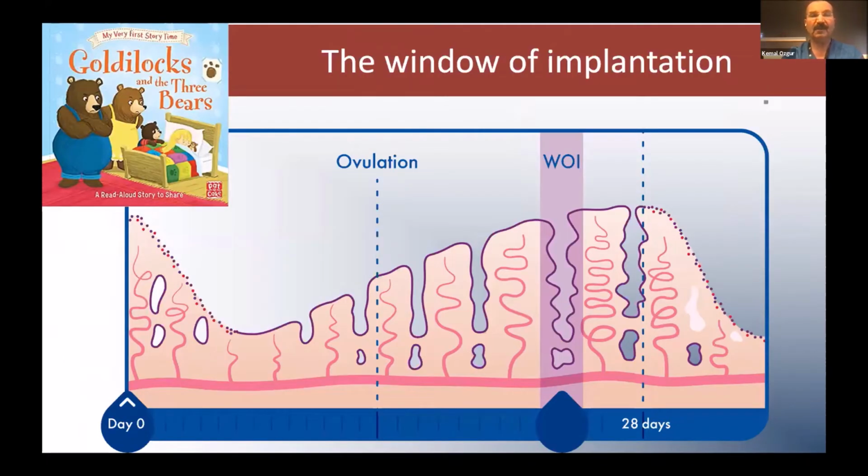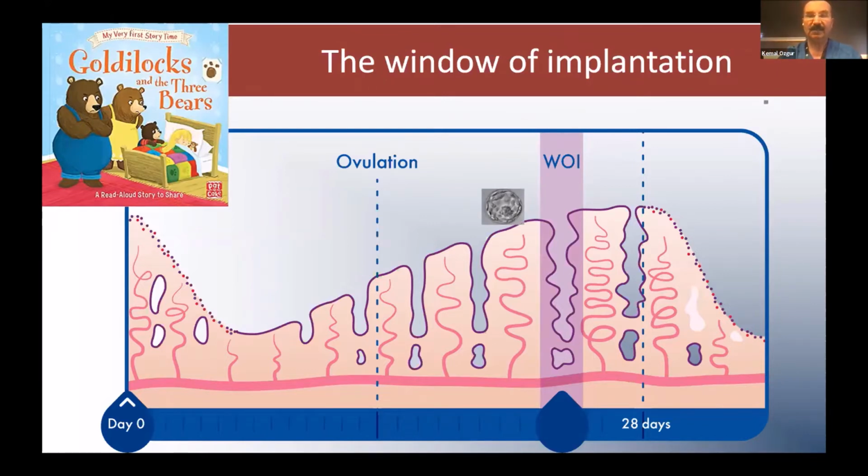Now, for implantation, when we transfer the embryo, we have something called the window of implantation. This is a very unique time, and it is just 1 day, maybe a maximum of 2 days. But if you pass this window of implantation, the embryo will not implant. So it is very crucial to detect this day.